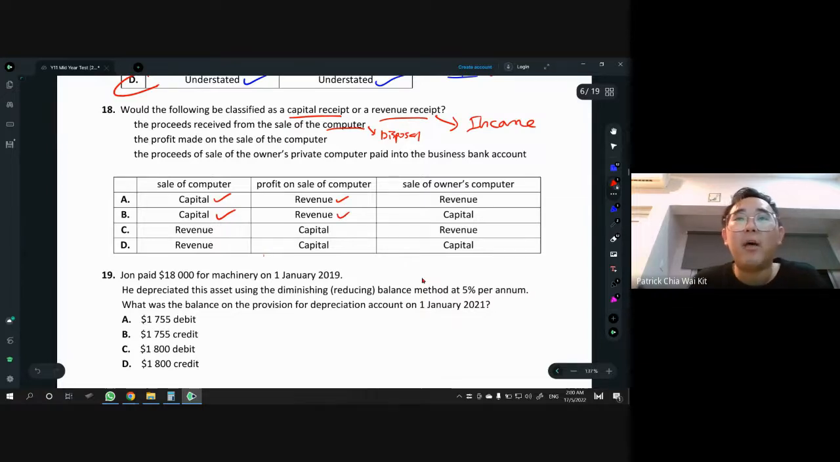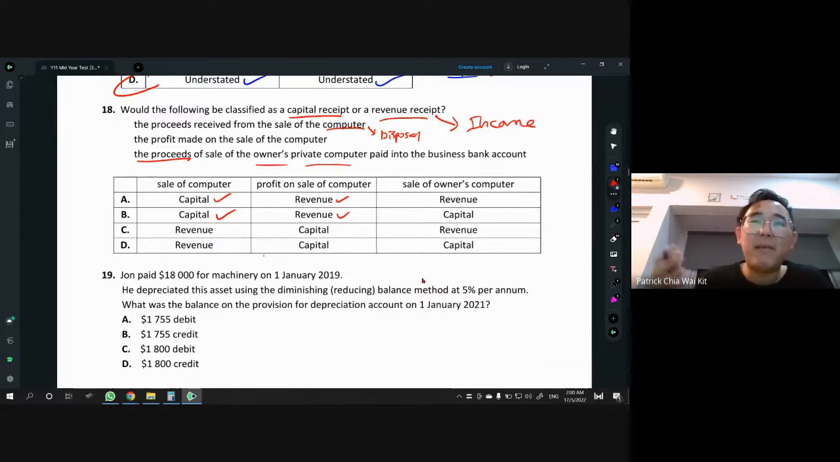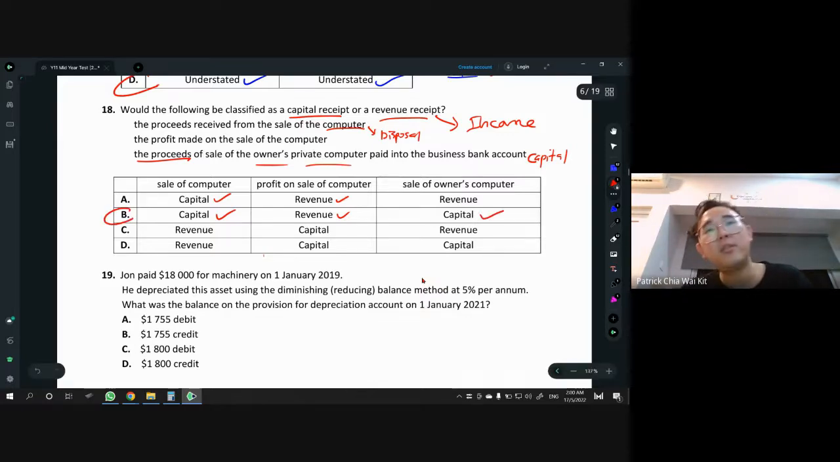Okay, so still A or B. The sale of the owner's computer, the proceeds means the money that we get from selling the owner's private computer, and then subsequently the money is put into the business bank account. This is actually him contributing into the business. So anything contributed into the business by the owner is going to be known as capital. So the answer is B.